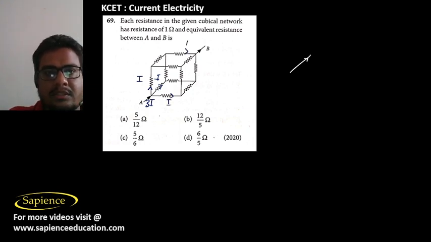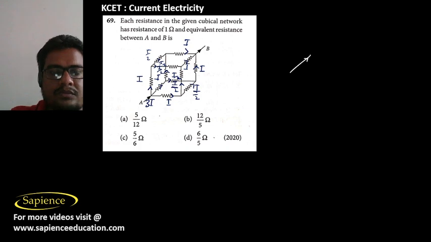And here also I and I will come. From here I by 2 current will flow. Here also again I by 2 current will flow. From here also I by 2, this also I by 2, this also I by 2 and this also I by 2. Then I by 2 plus I by 2 gives I in each of the last three resistances.